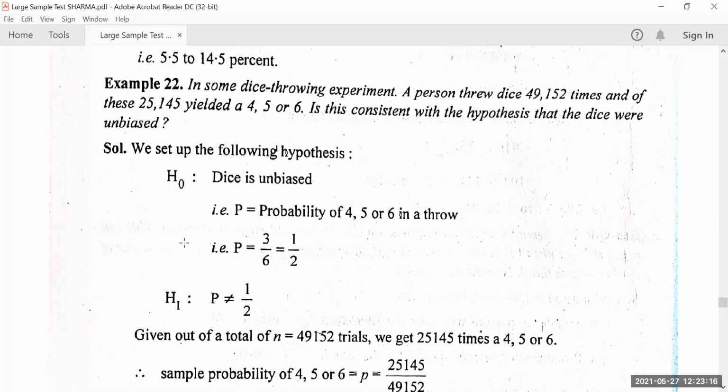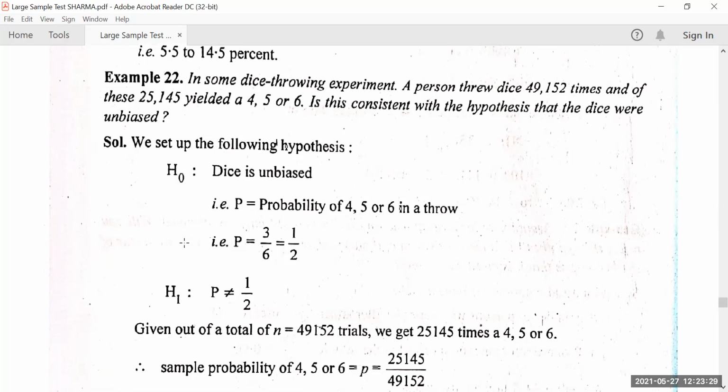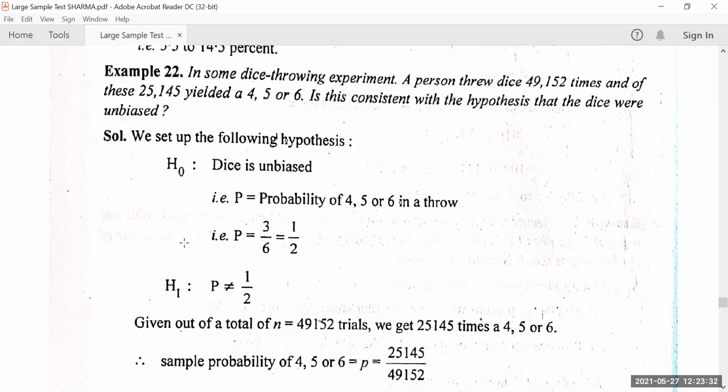We will take the dice as unbiased. If the dice is unbiased, then what is the probability of 4, 5 and 6? That is 3 by 6, which is equal to 1 by 2. So we set up the null hypothesis that the dice is unbiased, and the alternative hypothesis is that the probability of success is not equal to 1 by 2. What is given to us is from the sample, and it will tell us whether the dice is unbiased or not.